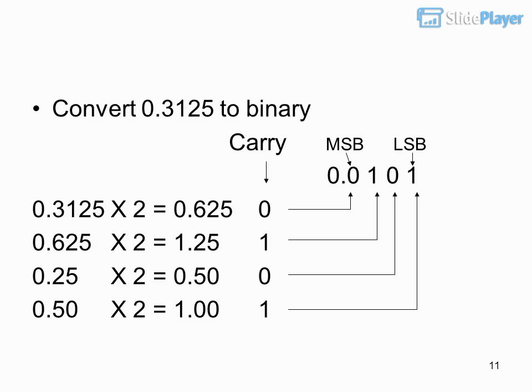0.3125 times 2 equals 0.6250. 0.625 times 2 equals 1.25. 0.25 times 2 equals 0.50. 0.50 times 2 equals 1.00.